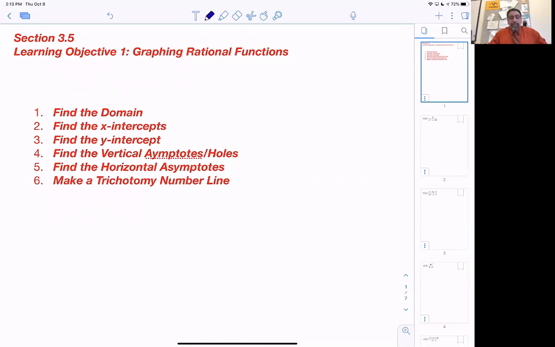Step 4, find the vertical asymptotes or holes. And we'll talk a little bit more about holes as we go through some of these problems. Basically, we're going to be looking at our domain in that situation, finding out what makes our function go to infinity or negative infinity. Step 5, we're going to talk about the end behavior, what's going to happen when the graph goes all the way to the left or all the way to the right. In step 6, we're going to go back to our old friend, the trichotomy number line, to try to figure out whether or not our function is above or below the axis.